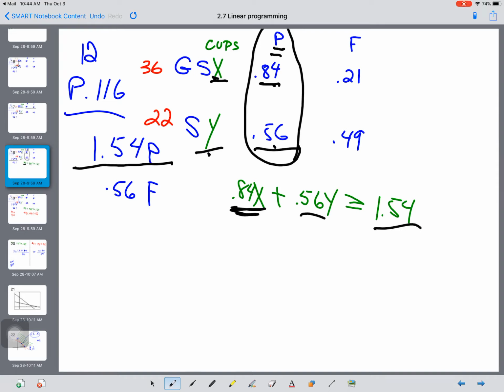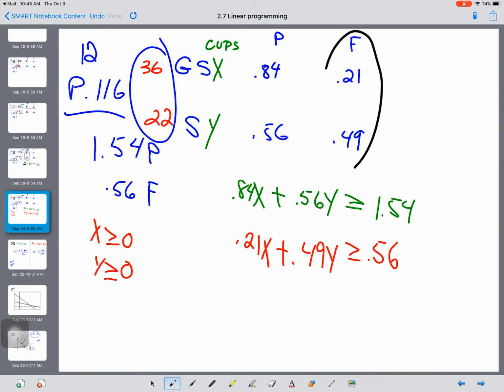And so it needs to be greater than or equal to 1.54. Same idea for the fat. Now what I'm going to look at is this relationship. 0.21 times X, 0.49 times Y. For every cup of that, it's going to have to be at least 0.56 ounces of fat.